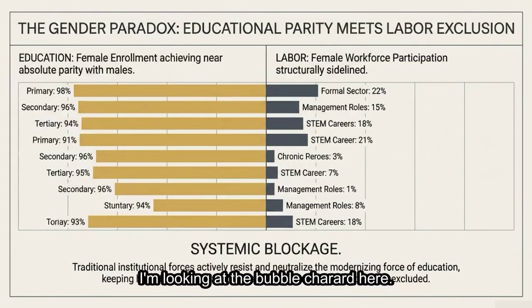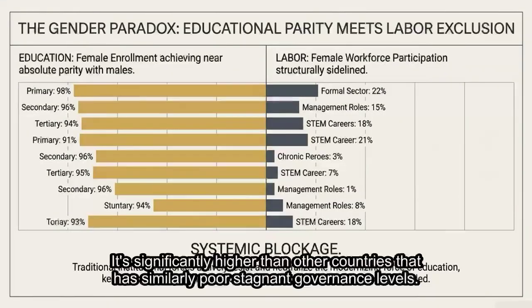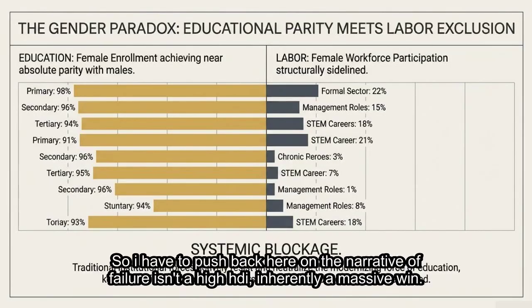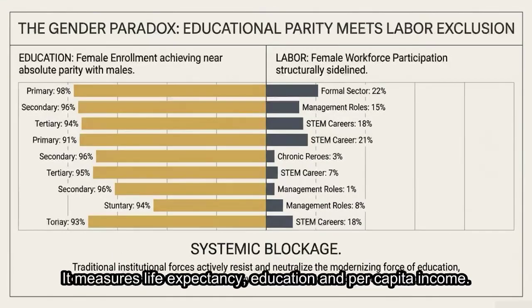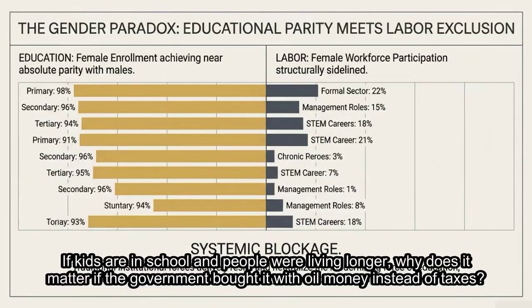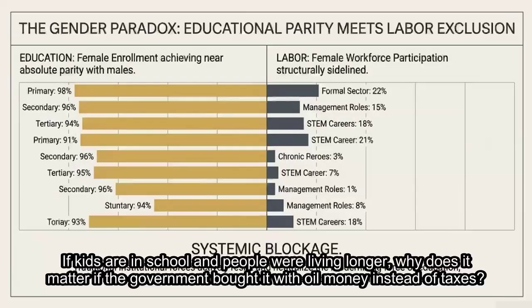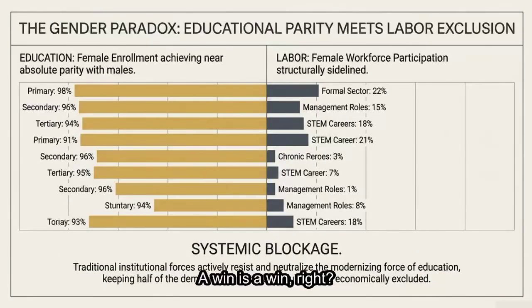That brings up another really tricky metric that the researchers dissect, the Human Development Index, or HDI. This is a critical point. I'm looking at the bubble chart here, and Algeria's HDI is remarkably high. It's significantly higher than other countries that have similarly poor, stagnant governance levels. So I have to push back here on the narrative of failure. Isn't a high HDI inherently a massive win? It measures life expectancy, education, and per capita income.